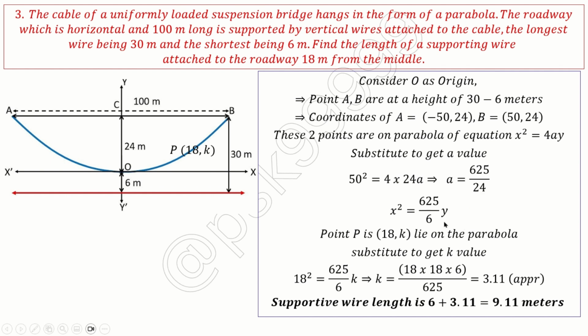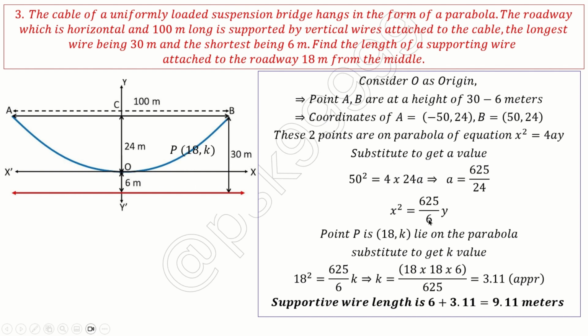X square equal to 625 by 6 y. Now I need to find out the point P, which is 18 comma k. 18 comma k, right? This is somewhere here. X is 18, right? It is attached to the roadway 18 meters from the middle. So X is 18. So how much height is required? That's what is the question.